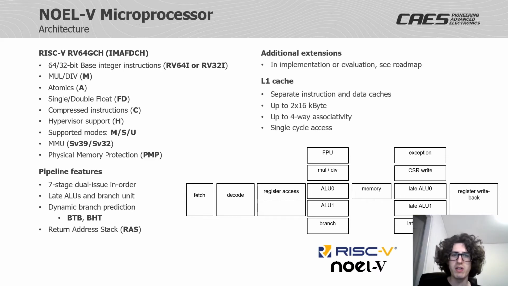We are currently investigating other extensions, like bit manipulation and vector instructions. Regarding the L1 cache, we have two separate caches, one for instructions and one for data, each with a maximum of 4 ways and size of 16 kilobytes with a single cycle access time.